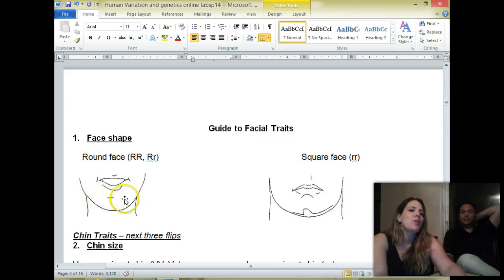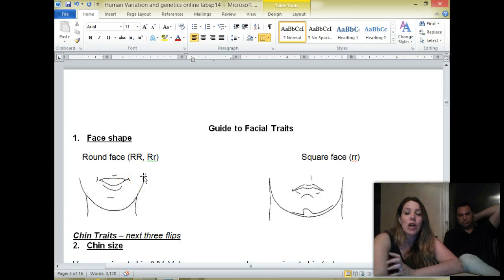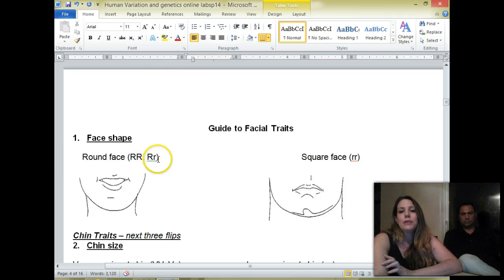So face shape, I could have a baby that has a round face, and it turns out this is a dominant trait. So to get a round face, I'd have to be homozygous dominant, big R, or heterozygous, big R, little r. If I come out homozygous recessive, little r, then I inherit a square face.